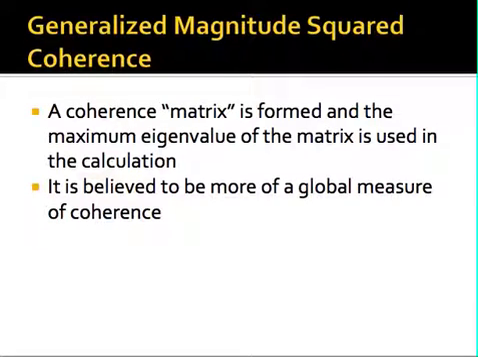So another parameter that people are looking at, and this is a more recent development, is the generalized magnitude squared coherence. In this case, you would take all of these coherence values and form a matrix. And from the matrix, you would look at the maximum eigenvalue, and that would then be used in your generalized magnitude squared coherence. Generalized magnitude squared coherence is believed to be more of a global measure of coherence. So rather than talking about a specific, say, frontal to parietal coherence, you're talking about the state of coherence in the whole brain. So it's a whole brain kind of measure.